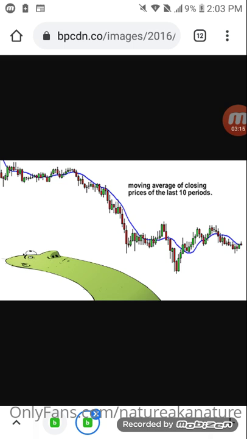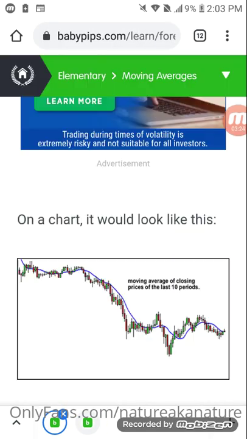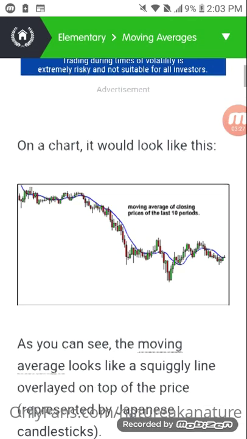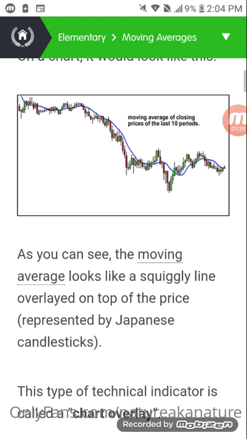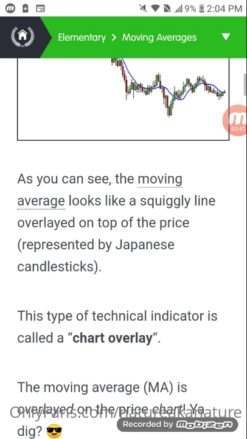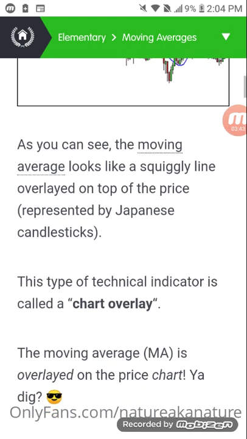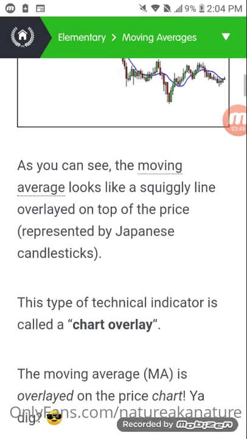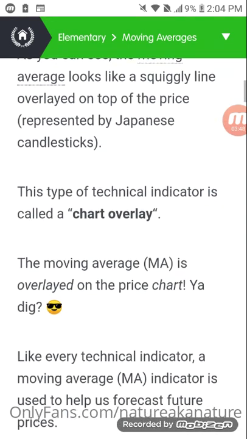It doesn't matter what color, you can change the color. Red is usually the color that people use, and blue is also a good color to use. So let's go back to the chart. This is what it looks like, a moving average on the closing price of the last 10 periods. As you can see, the moving average looks like a squiggly line overlaid on top of the price, representing the Japanese candlesticks. This type of technical indicator is called a chart overlay. The moving average is an overlay on the price chart.